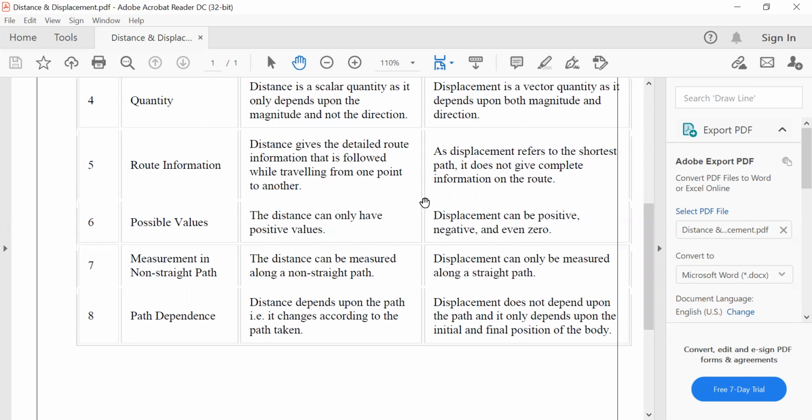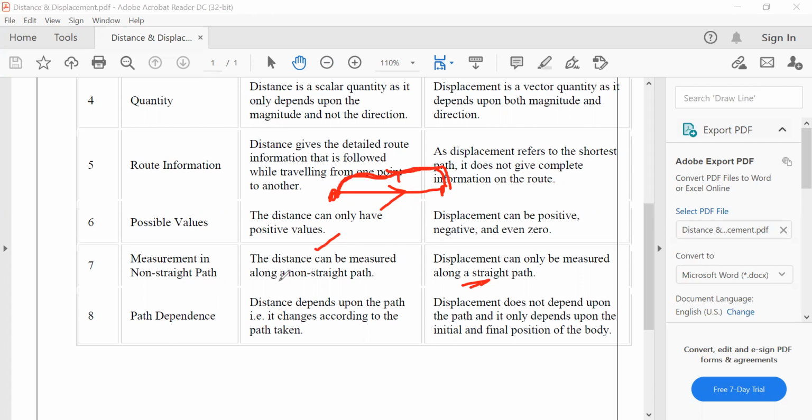Whenever you measure between any 2 points, if I consider one point here and another point somewhere here, between these 2 points the displacement should be along a straight path, and it won't consider a curved path or anything like that. So displacement is always considered along the straight path. But distance can be measured for any non-straight path, that is, a curved path or circular path, we can consider the distance.